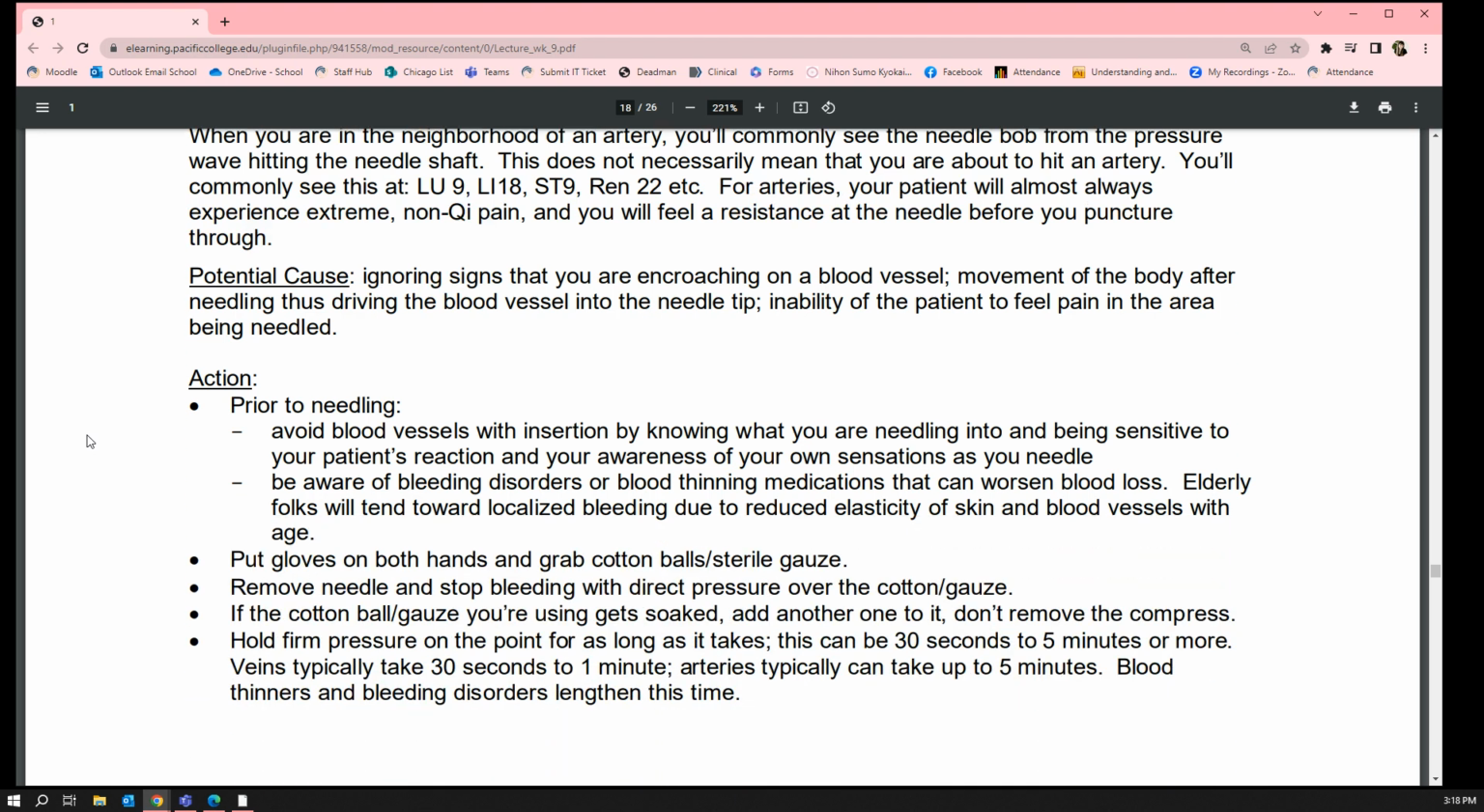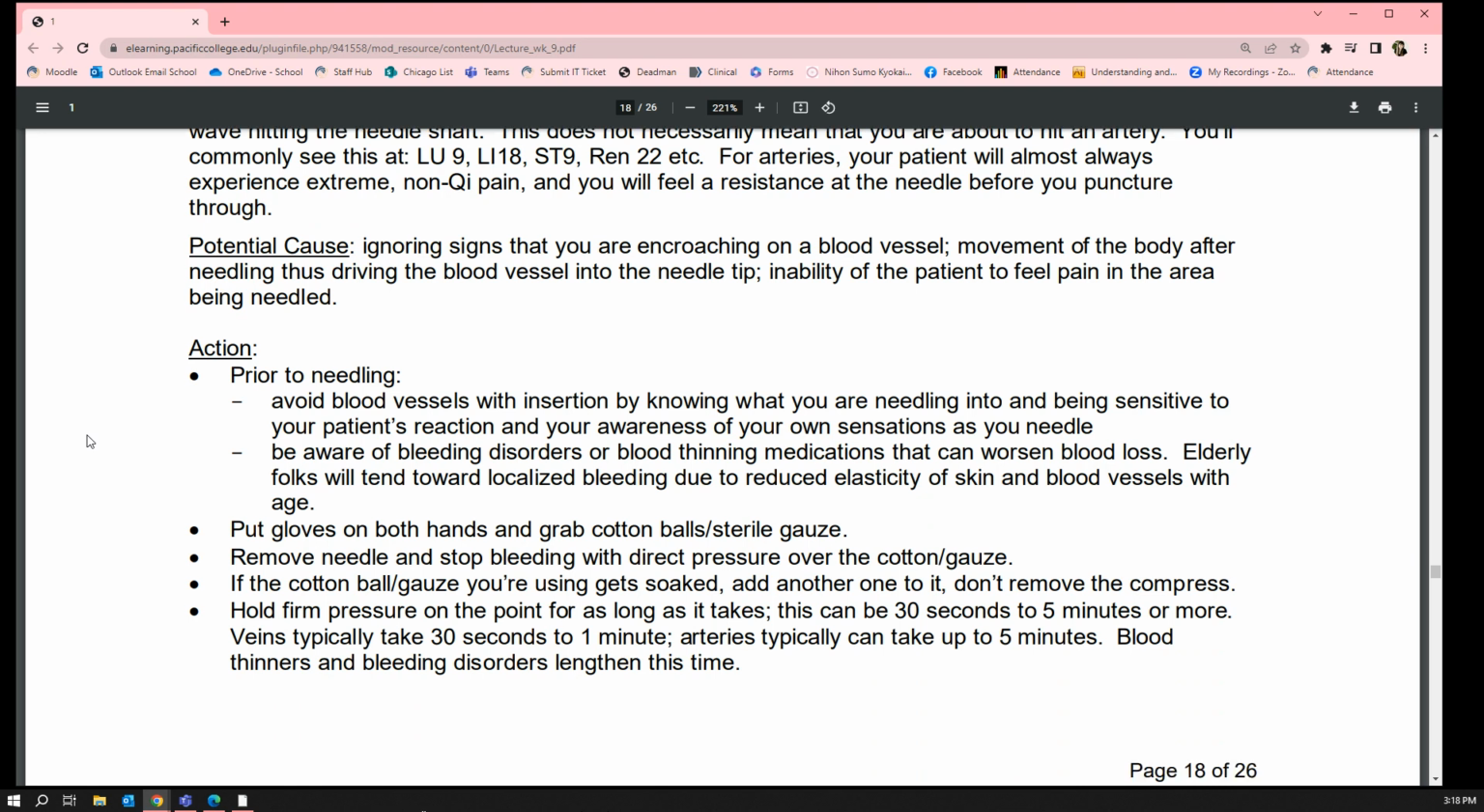So, action prior to needling: avoid blood vessels. Be aware of bleeding disorders or people being on blood thinning medications that can worsen blood loss. Put on gloves on both hands, grab as much cotton ball or sterile gauze as you need, remove the needle, stop the bleeding with direct pressure. If the cotton ball or gauze you're using gets soaked, add another one to it. Don't remove the compress. So don't pull a soaked one off to put a fresh one on. Just keep stuffing, just essentially keep plugging the hole.